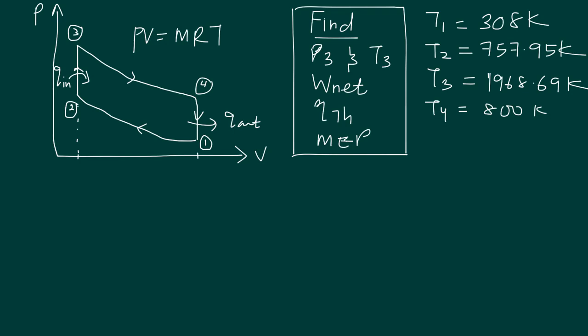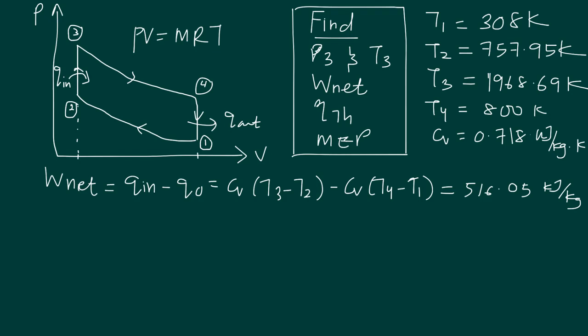So now that we already list all the temperatures that we need, and we have solved for this pressure and temperature previously, next we are going to find your work net, which is Q in minus your Q out. So you substitute all the values that you need into this equation, and because this is a constant specific heat case, your Cv air is equal to 0.718. So finally you will get your work net is equal to this value.